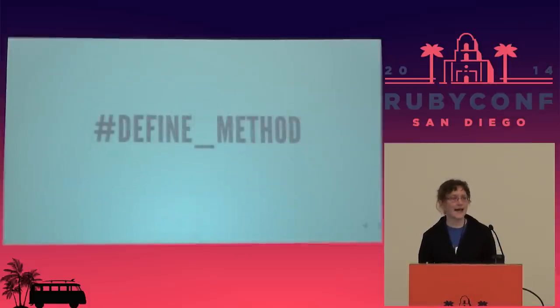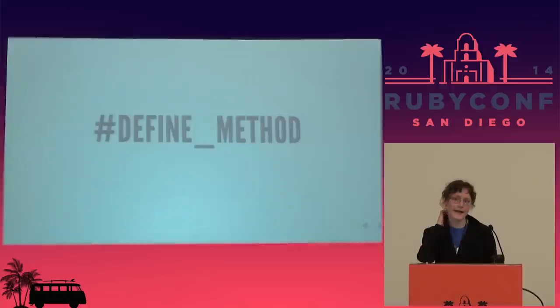So given this, how then are we to do dynamic method definition? Because sometimes it really is necessary. Define method is a little bit slow. So if you're doing something where performance at load is really important, then I would consider just sucking it up and copying and pasting.